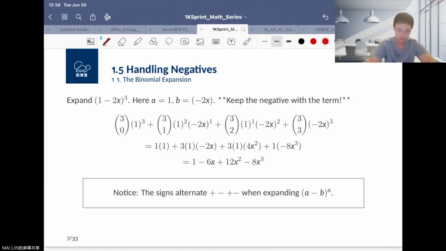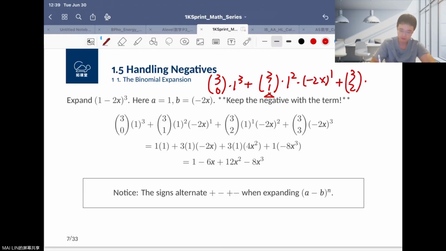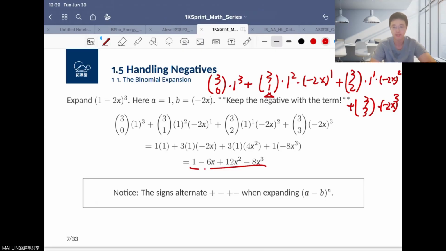So you can write that as, first, 3C0 times 1 cubed, and then 3C1 times 1 squared times negative 2x to the power of 1. Okay, so here, from the 3 brackets, we only choose 1 for negative 2x. And then it's 3C2 times 1 to the power of 1 times negative 2x squared, and then plus 3C3, choosing all three for negative 2x cubed, right? So expanding it, you can find the final answer: 1 minus 6x plus 12x squared minus 8x cubed, right?